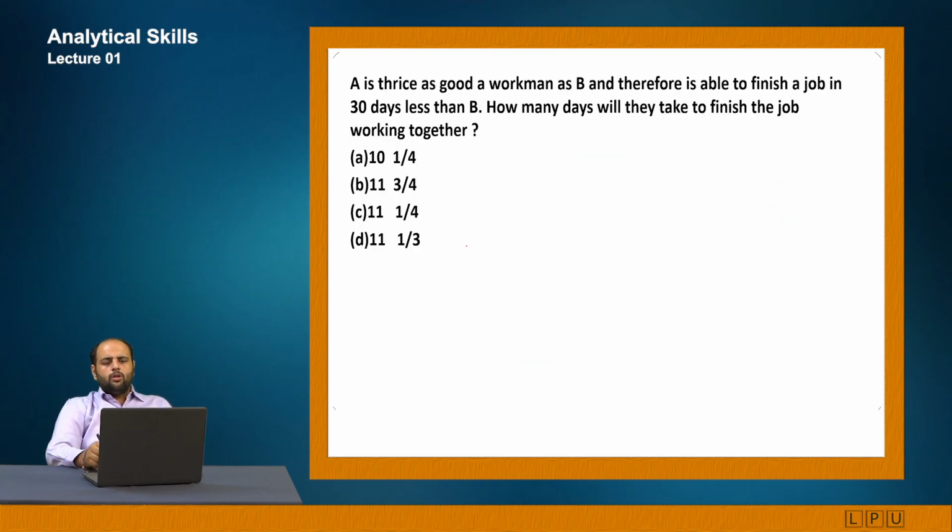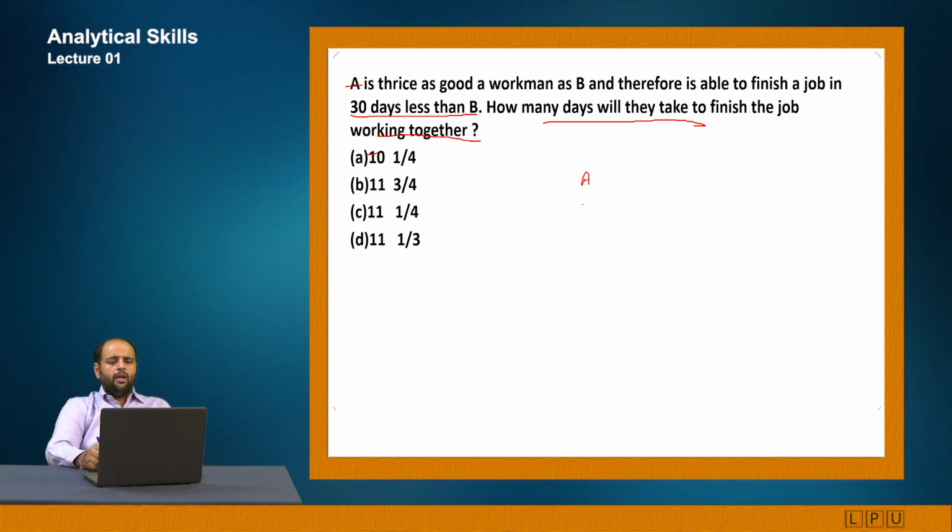Now, there are also questions regarding efficiency. A is thrice as good a workman as B and therefore is able to finish a job in 30 days less than B. In how many days will they finish the job working together? Let's see. As you know, efficiency is the 1 day work, so whatever the efficiency is, it is directly related to the 1 day work.